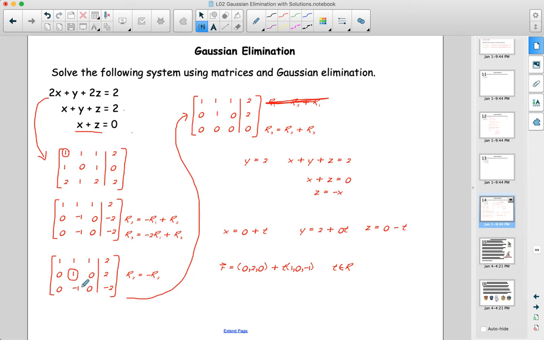All right, so what I'm going to do here is simply add row 2 and row 3 to make that happen, right? Because an add here will zero that out. So I've noted that to create my new row 3, I will add row 2 and row 3 together. So 0 plus 0 is 0. 1 plus -1 is 0. 0 plus 0 is 0. And 2 plus -2 is 0. So that's how we arrived at this matrix.